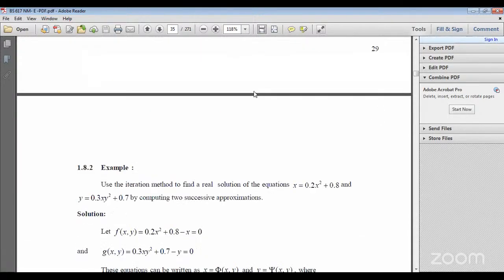Are you understanding? Madhu, are you understanding? Hello? Mr. Madhu, you are audible? Use the integration method, find the real solution of x equal to 0.2. Yes, sir. Audible, sir. What is your name? What is your name?